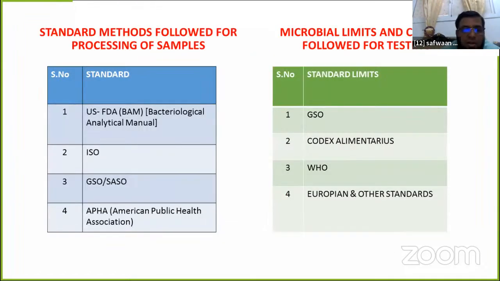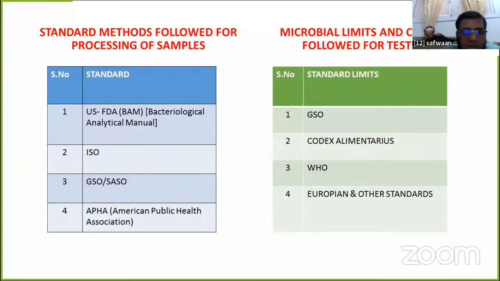Now, regarding the methodology followed for processing, there are two types of standards here. One standard is for the method of analysis, and another standard is the limits, the permissible level for each organism in the food sample. For processing, we are following the US FDA Bacteriological Analytical Manual, called BAM. BAM gives all procedures for the diagnosis of food and water related to microbiology.